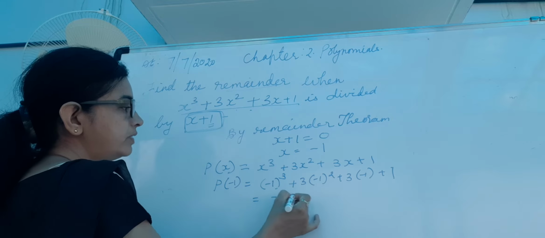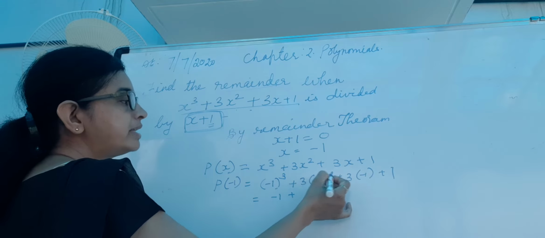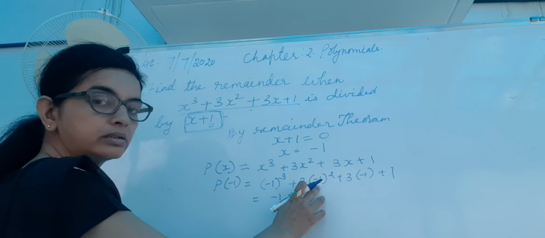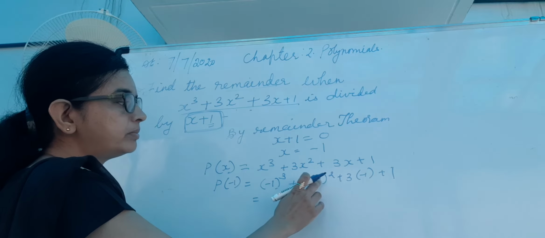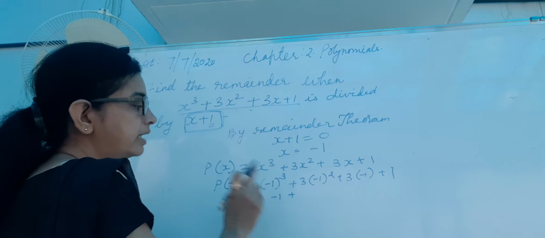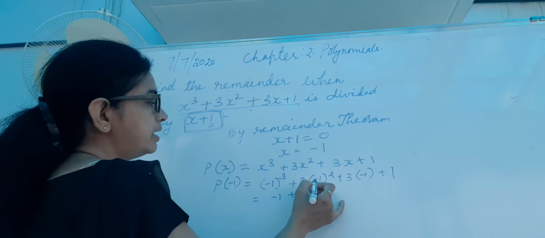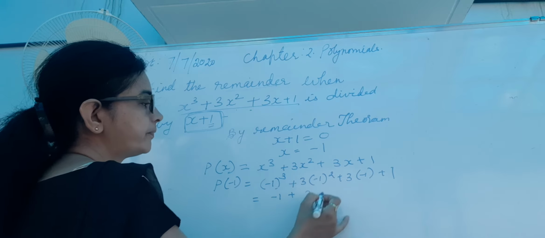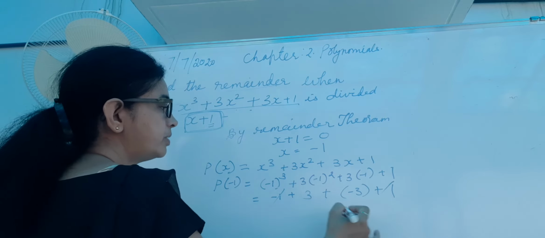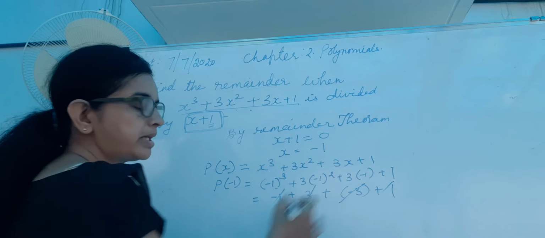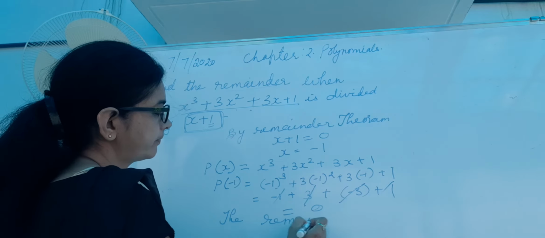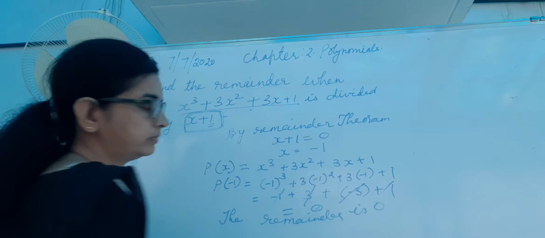Minus 1 cubed is minus 1 plus 3 into minus 1 squared. Minus 1 squared is 1. When the powers are even, the negative numbers become positive. And when the powers are odd, the negative numbers remain negative. So here the negative minus 1 becomes positive and you get 3. Here the power is odd, so you will get minus 3 and plus 1. Minus 1 plus 1 gets cut, 3 and minus 3 get cut, and so you get 0. So the remainder is 0.